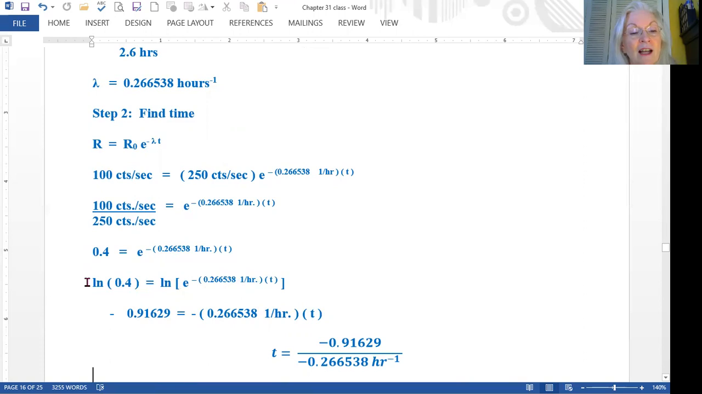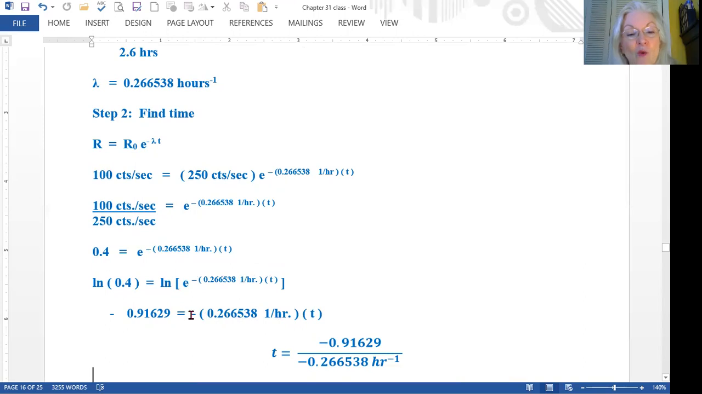On the left side, the natural log of 0.4 becomes negative 0.91629. And on the right side, when you take the natural log of e raised to a power, the e disappears and the power comes down. So on the right side, we have negative 0.266538 times 1 over hours, or hours to the minus 1, you can write it either way, times t.